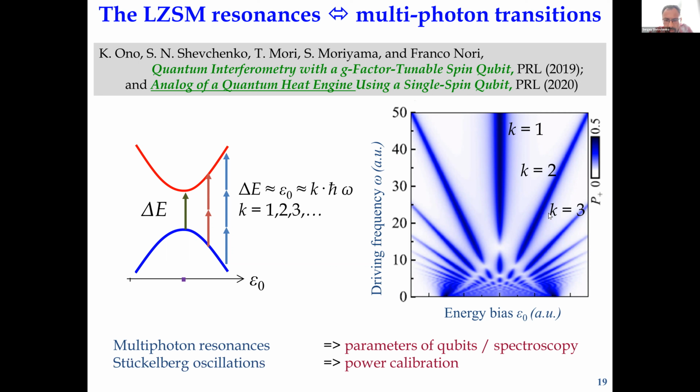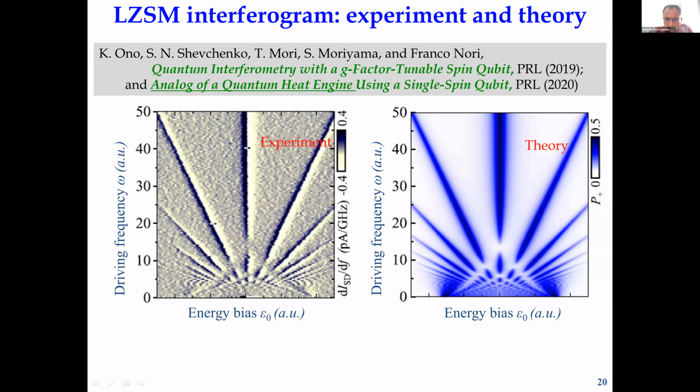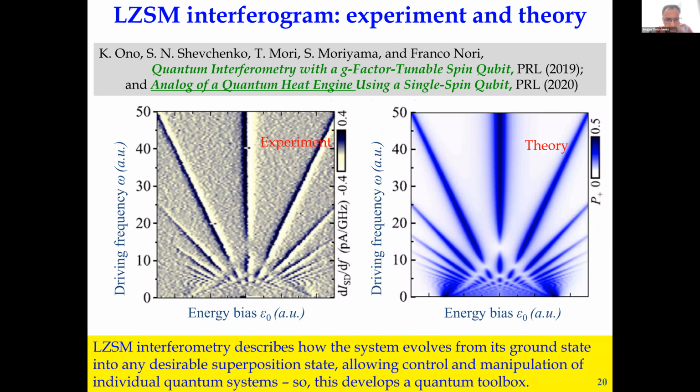For the power calibration from the Stuckelberg oscillations between these spots. And a more detailed analysis of the shape of these resonances, for instance their width, can help us to extract relaxation parameters. This is how we interrelate with the experiment and thus demonstrate that such interferograms can be useful to describe how a system evolves from its ground state into any desirable superposition state, allowing control and manipulation of individual quantum systems.